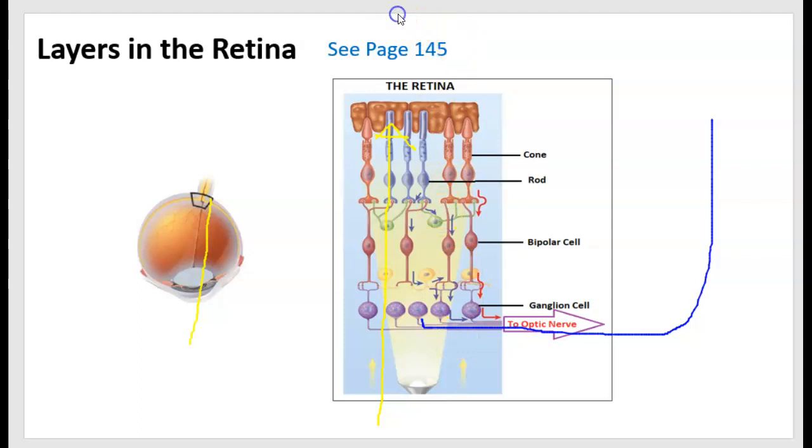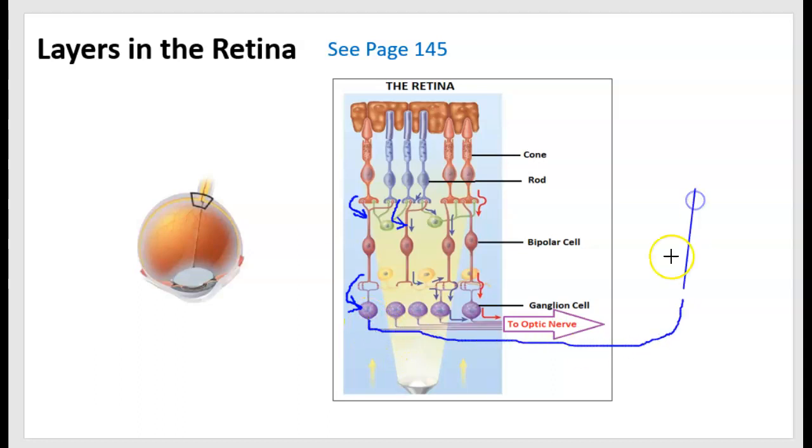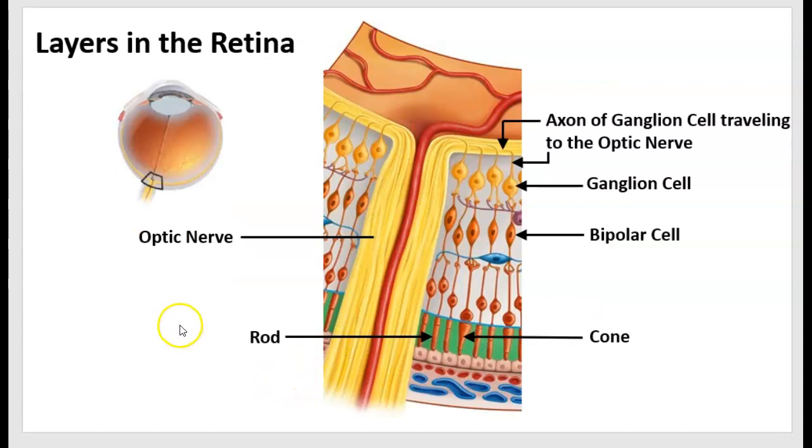But then the neural signal, through the release of neurotransmitters and cell communication, will travel in the opposite direction. So the rods and cones release a neurotransmitter that stimulates the bipolar cells. And then the bipolar cells release a neurotransmitter that stimulates the ganglion cells. And the axons of these ganglion cells will form the optic nerve, which will travel to the posterior again. So I have another picture to show you that I think is a little bit more clear.